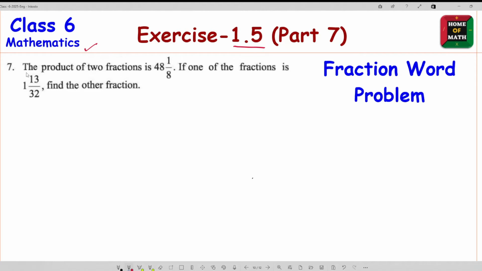Today's question: the product of two fractions is 48 1 by 8. If one of the fractions is 1 13 by 32, find out the other. So first we can write this is answer given.